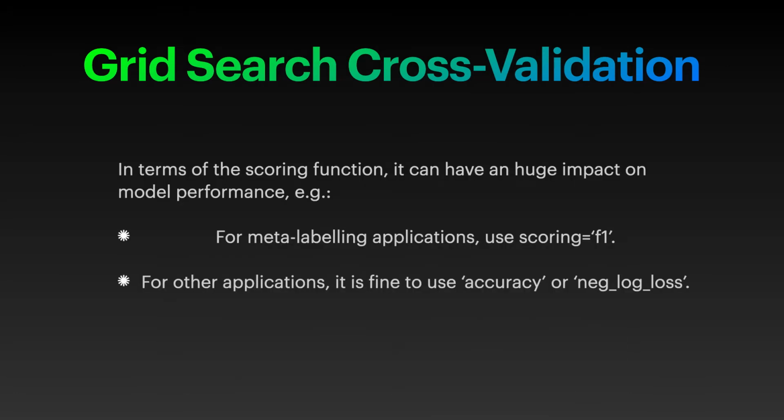In terms of the scoring function, it can have a huge impact on model performance. For meta-labeling applications, I advise you to use scoring equals F1, because if some sample has too many negative cases, a classifier that classifies every case as negative will reach high performance, even though it has not learned from the features how to discriminate between cases.